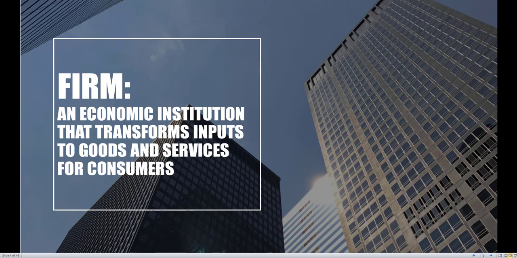And firms themselves, whether they be large, complex, or very simple, they have to make a lot of decisions and ask themselves a lot of questions. So let's delve a little bit deeper into this. Firms make numerous decisions.